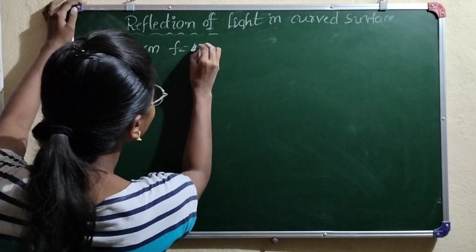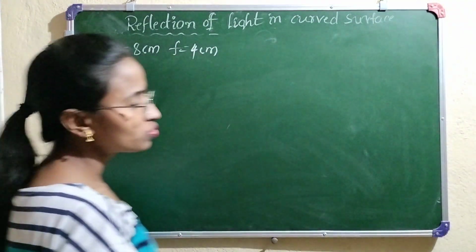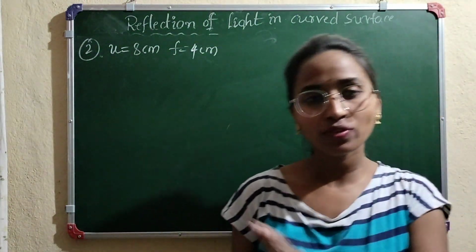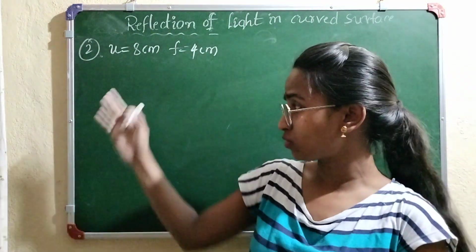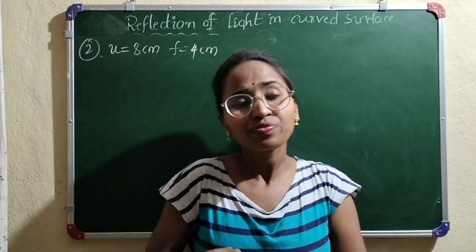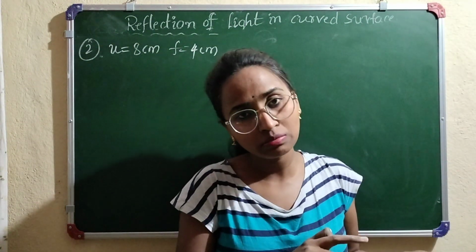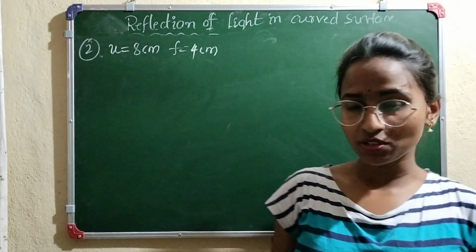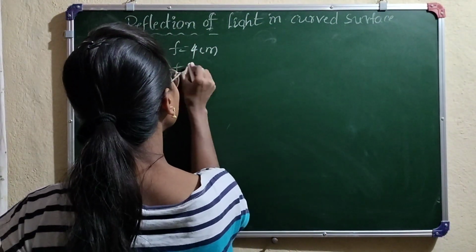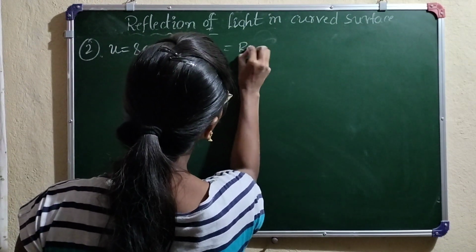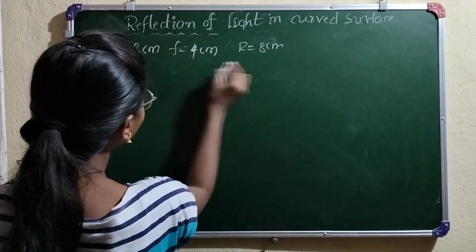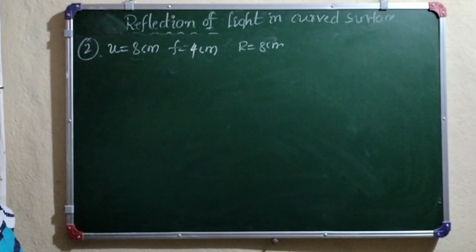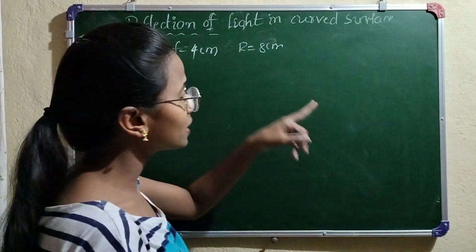4 centimeters of a concave mirror. So we are keeping an object at a distance of 8 centimeters in front of a concave mirror. They will give questions like that only, but I am not writing it all here, simply the values. The mirror has a focal length of 4 centimeters, so R will become 8, right? So R is 8 means U is also 8. So we can predict that the object is exactly at the center of curvature.